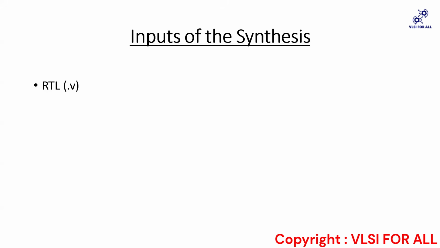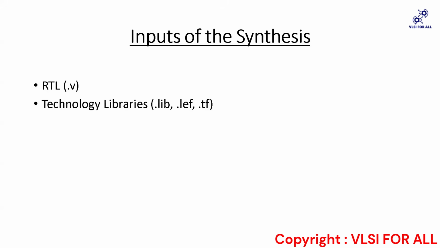The next input is technology libraries. Those are .lib file, .lef file, or .tf file. The .tf file is the technology file, .lef is library exchange format, and .lib file is the timing library, or we can say liberty file. The .lib file contains cell delays, transition, setup, and hold time requirements.